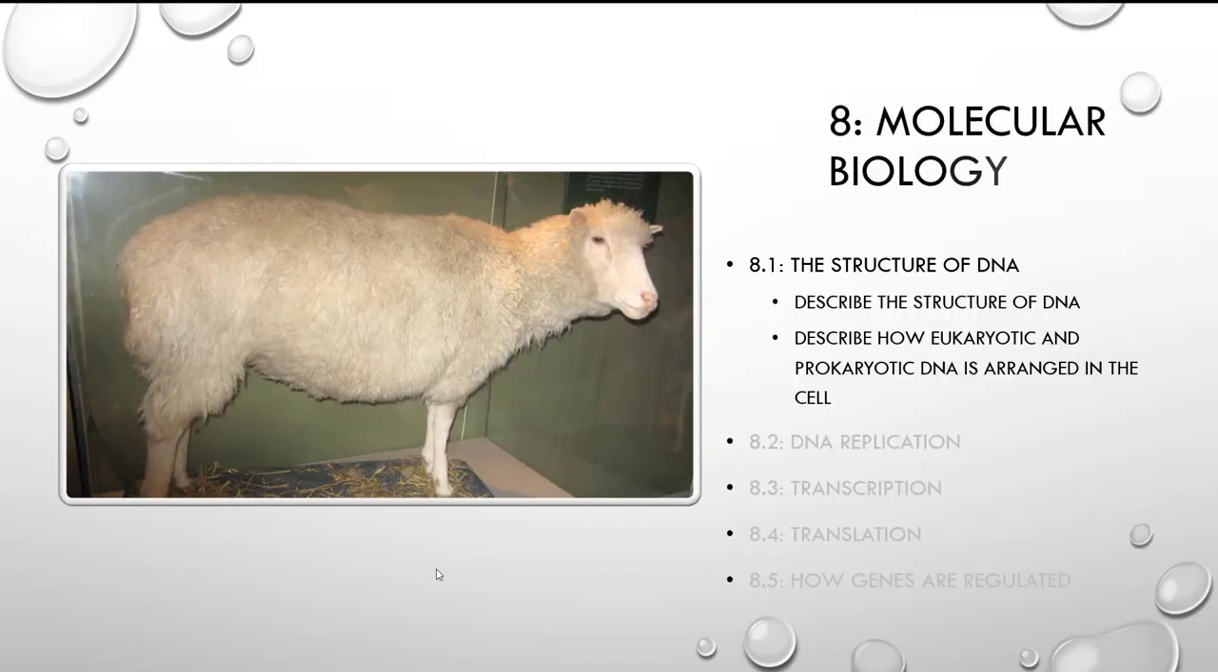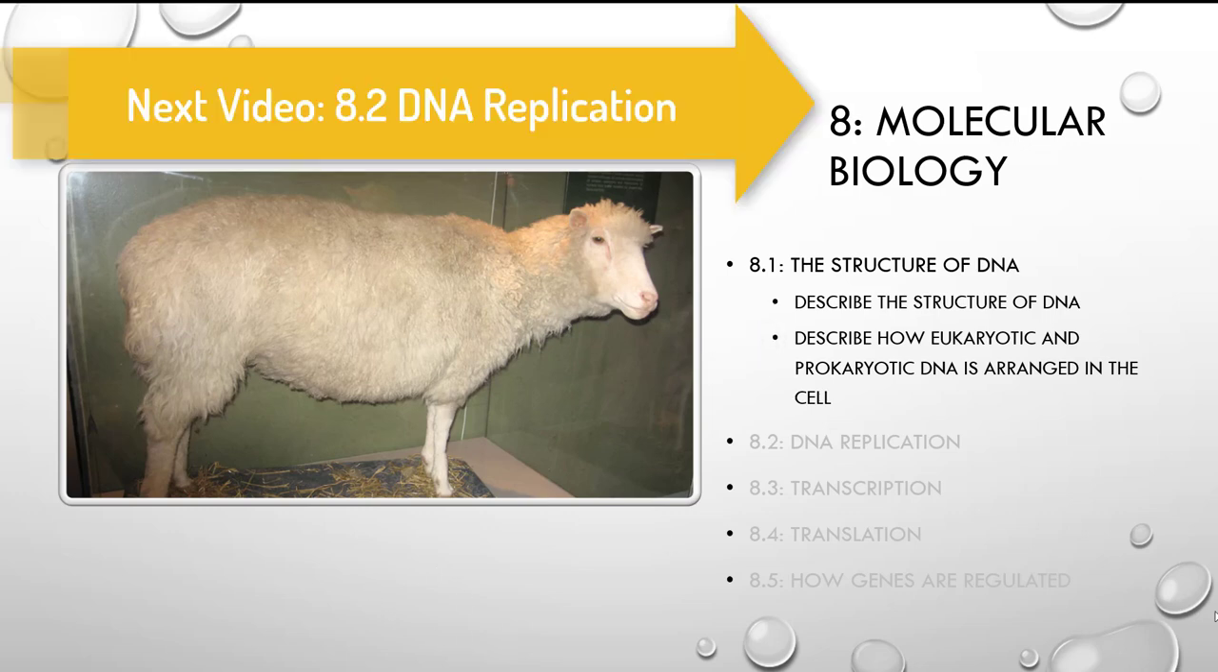All right, so we are done with our first segment of Chapter 8, Molecular Biology. So we looked at the structure of DNA. By now you should be able to describe the structure of DNA, as well as describe how eukaryotic and prokaryotic DNA is arranged in the cell. So for the next video, we're going to get into how DNA is replicated in 8.2.